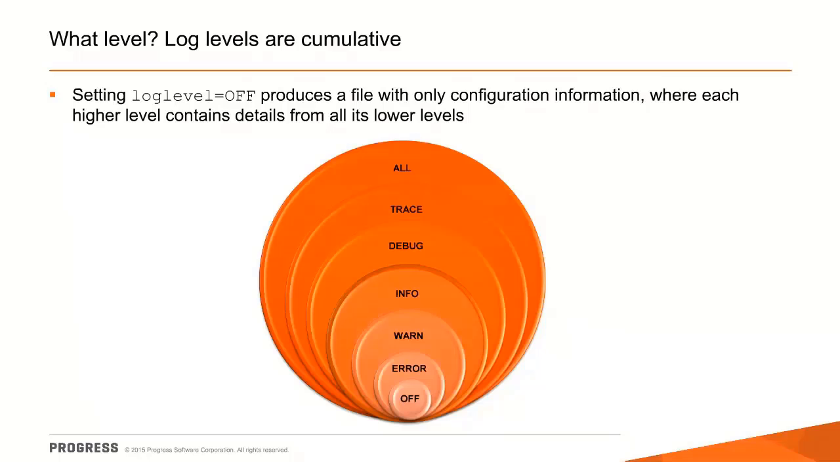Let's take a closer look at the log levels. The lowest level is off, which creates a log file with version details only. The default log level is info, providing basic information. From info to all, you can selectively filter the information by using the log filters except.